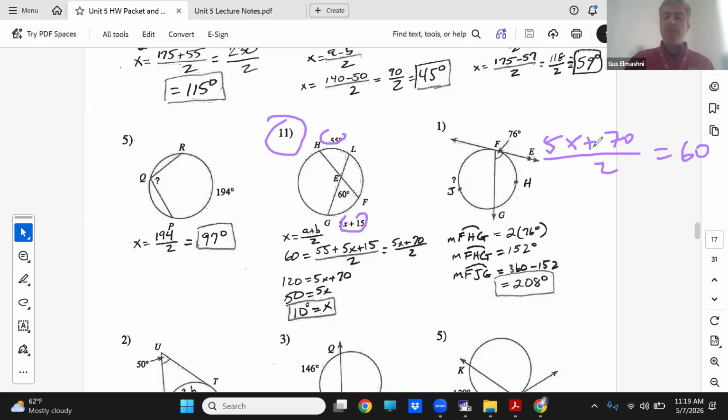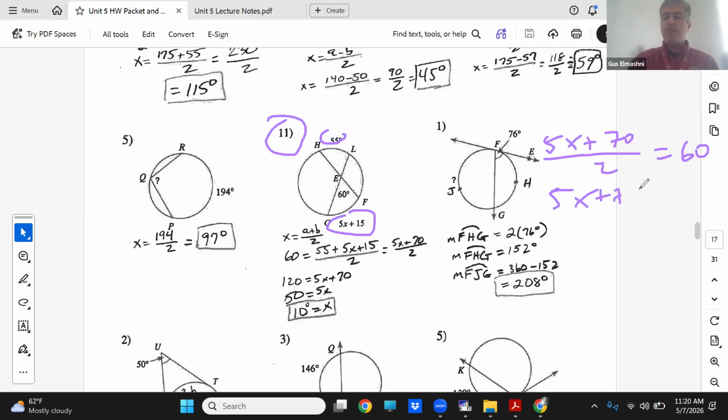Oh, yeah, but I added the 55 though. I already combined it. I got a step ahead. Yeah, but there's 5x plus 15, there's 55, and you combine that, it's 5x plus 70, right? Yeah. So (5x plus 70) over 2 equals 60. You had that or you didn't have that? Oh, cool, okay, good. I just skipped a step.